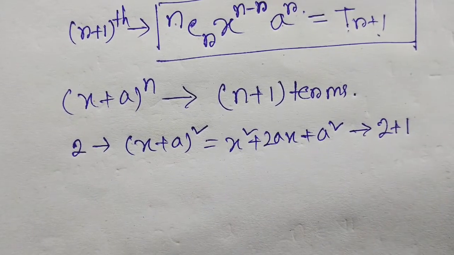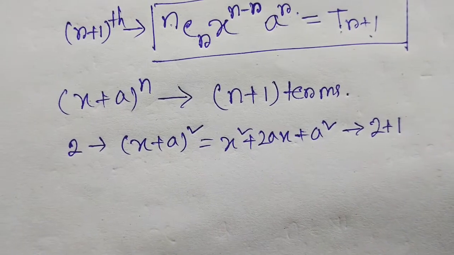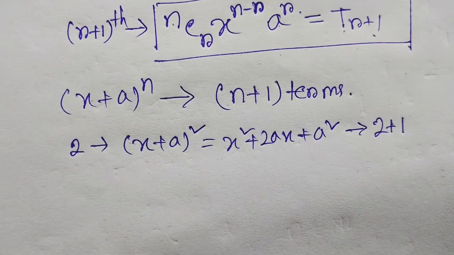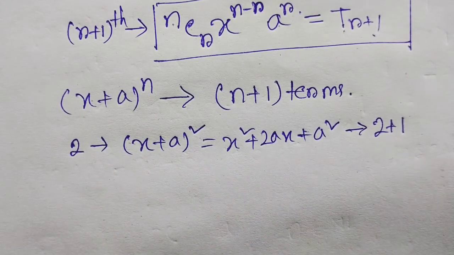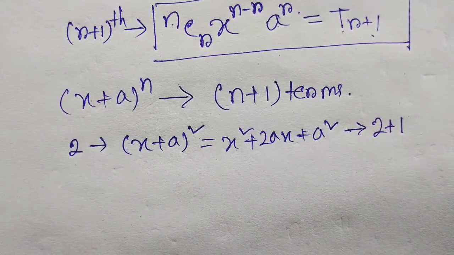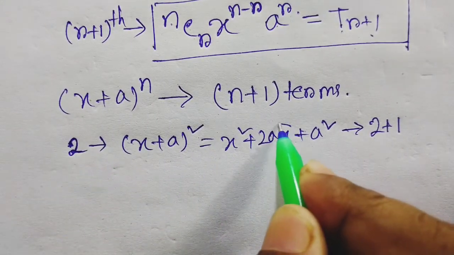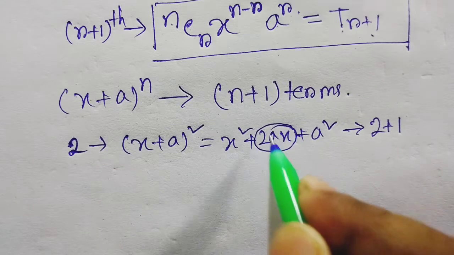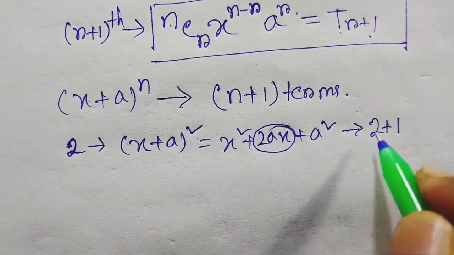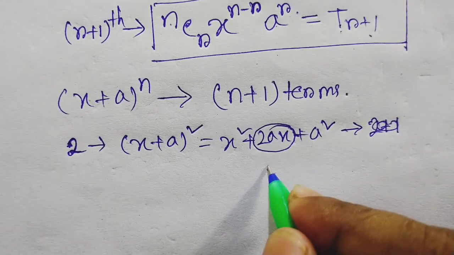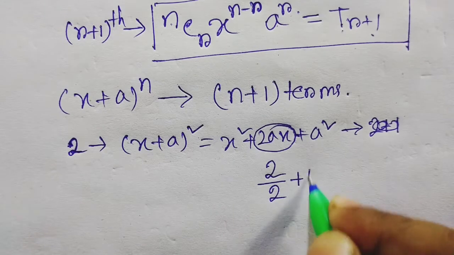Okay, now think that n is odd. If n is odd, so how many terms here? Here 3 plus 1. Now we have to find the middle term. Tell me, when n is 2, what is the middle term? This is the middle term, actually second position. So how to find the second position? It's 2 by 2 plus 1.